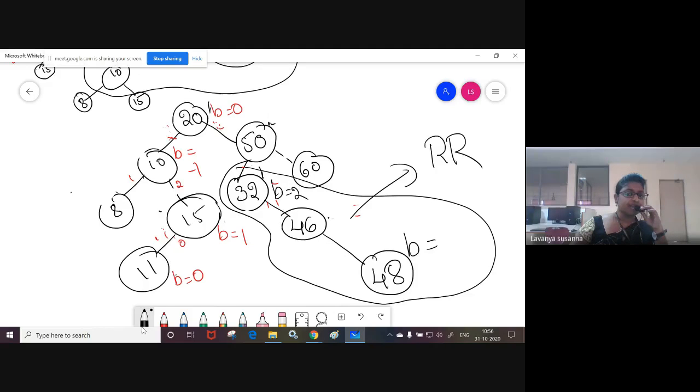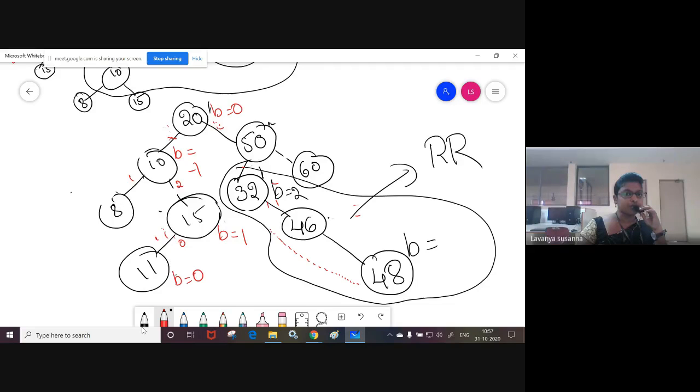How will you find at which node you need to apply rotation? You have inserted 48, right? From node 48, you need to traverse up to the root node. You need to traverse in this path. In this path, if you encounter B equal to something other than 1, 0, minus 1, at that node you need to apply rotation. Now, which rotation you need to apply? See here, the right path is deeper, so you need to apply RR rotation.